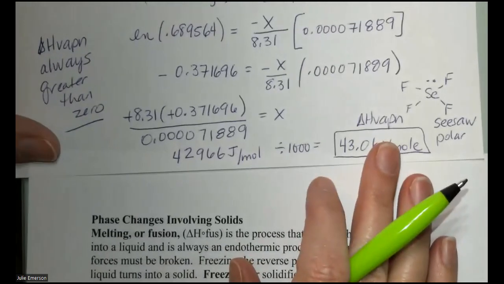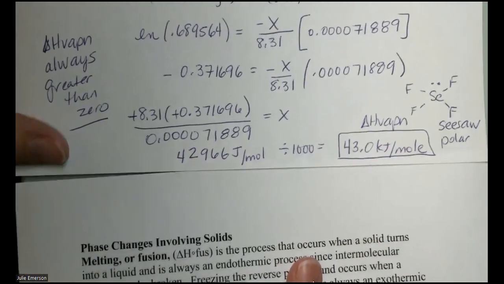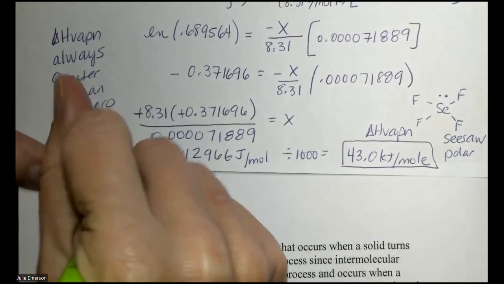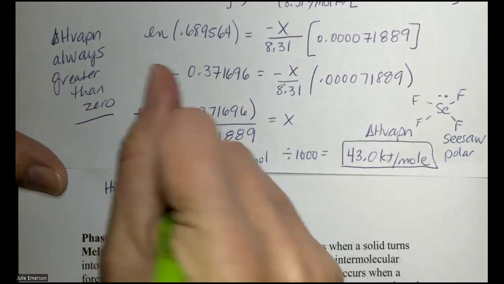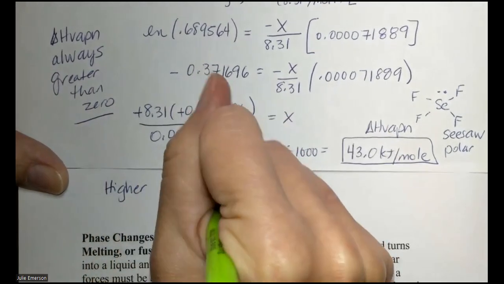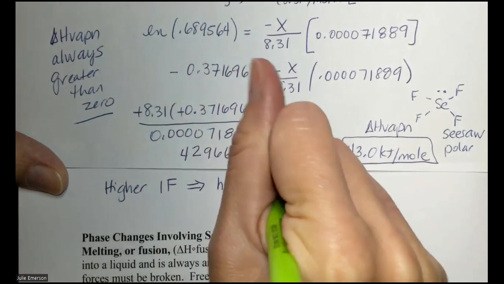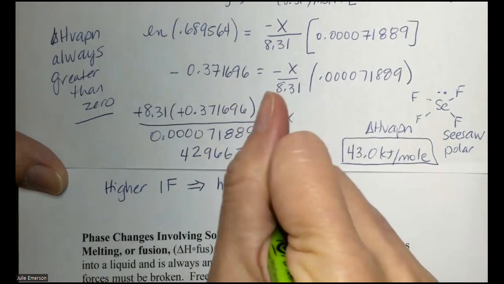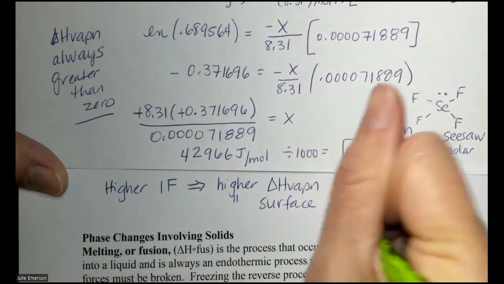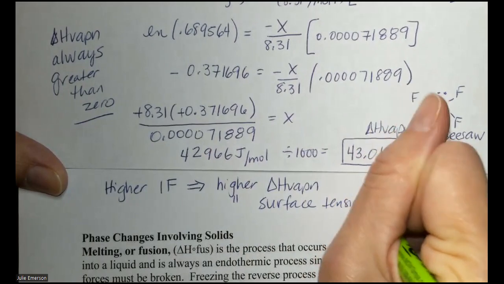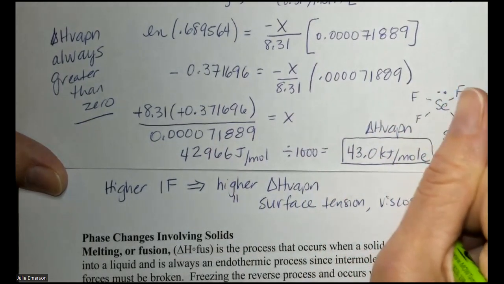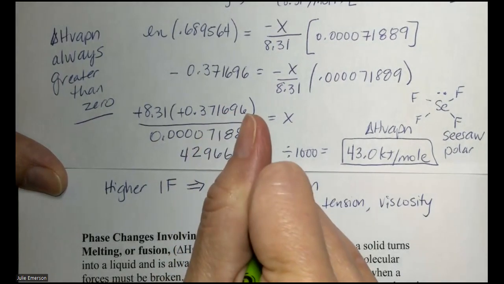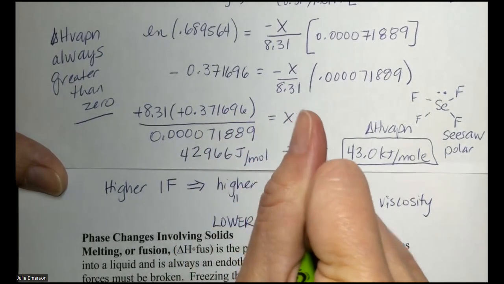Just to summarize here, this is not the best place to do it because what we're getting into doesn't match, but higher intermolecular forces means you're going to have higher heat of vaporization. We talked about that. We have higher surface tension, higher viscosity. But here's what's different. It will be lower vapor pressure.